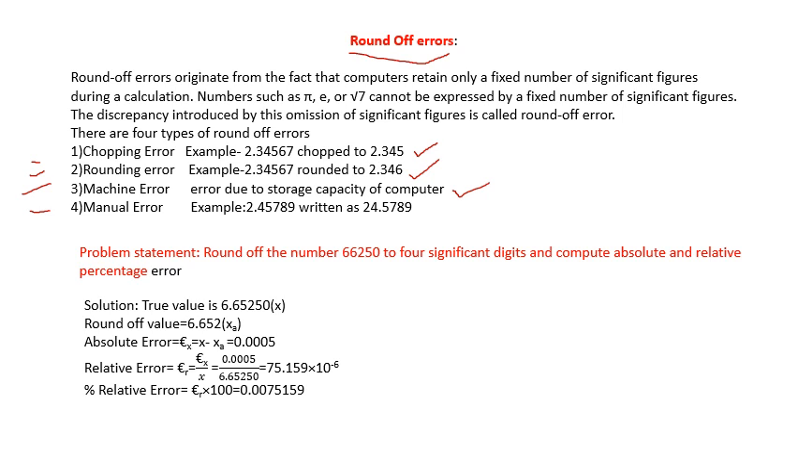Manual errors are because of a manual mistake, like instead of writing 2.45789, if I write 24.5789, then it's a manual error.